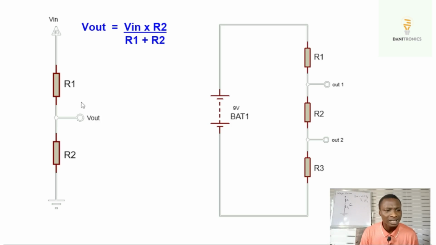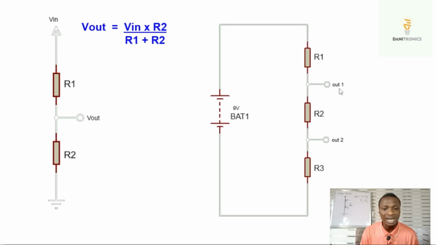Now, there are times when you may need several voltage drops across the resistors, or you may need to divide the voltage into several divisions. For example, you can see this circuit here, we have three resistors and we have two different outputs, output 1 and output 2. We could have 10 resistors and have several outputs.